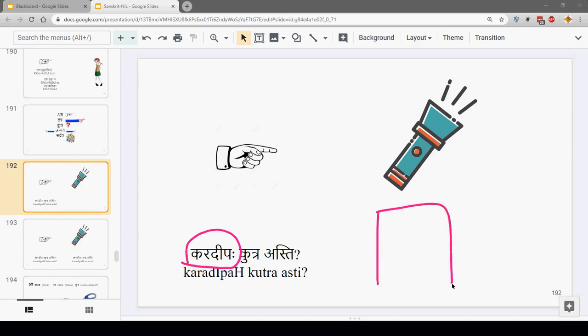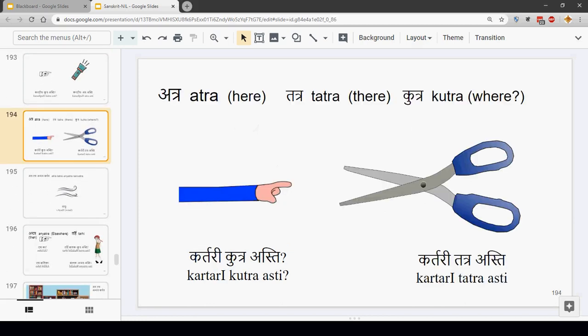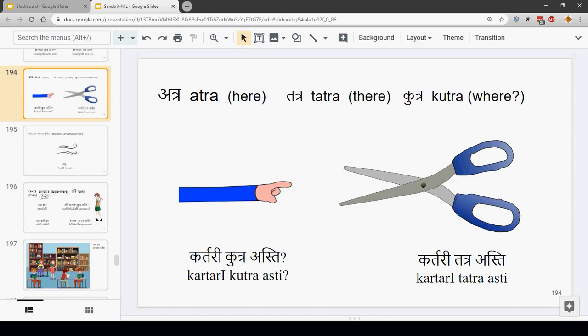Similarly, we have a shelf which is called nidhanika. Strilingam, no? Strilingam. So we have seen that. Like this one, kartari. So this is also strilingam. So that is what we need to keep in mind.